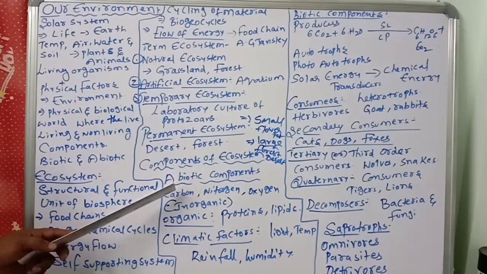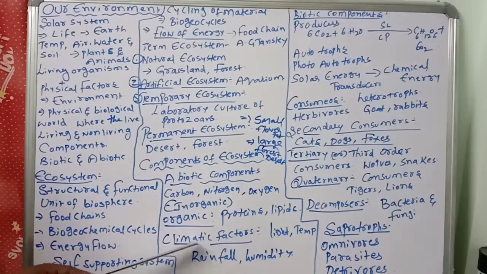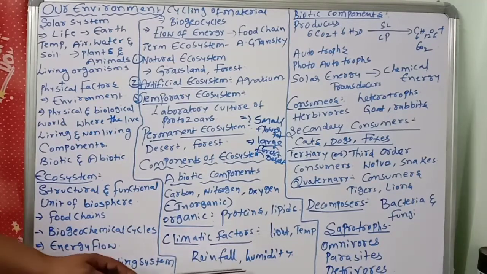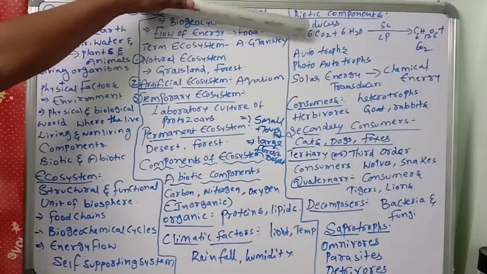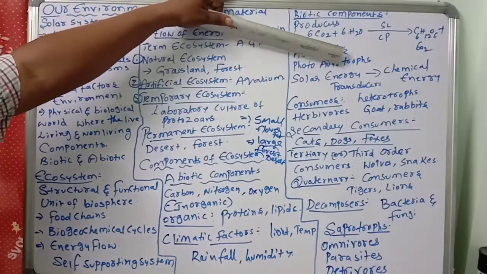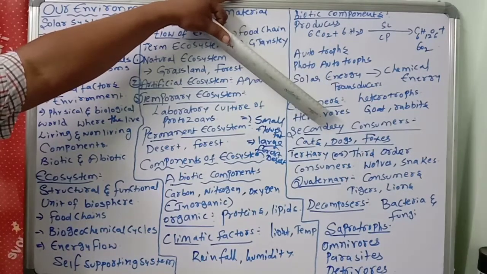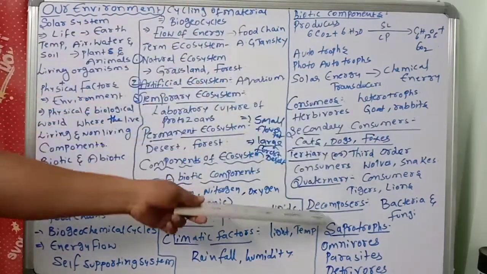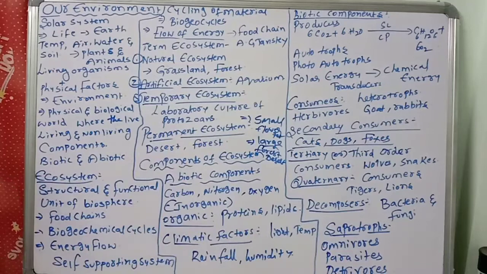The ecosystem consists of components. Abiotic components: carbon, nitrogen, oxygen; organic components such as proteins, lipids; and climatic factors, light and temperature, rainfall, humidity. These are all very important to the biotic components. Biotic components: producers, autotrophs, the photosynthesis reaction, photoautotrophs. They utilize solar energy to produce chemical energy, and they are called transducers. And consumers are there: secondary consumers, tertiary consumers, quaternary consumers, decomposers, saprophytes, omnivores, parasites, detritivores, like that. Biotic and abiotic components are there in the ecosystems.